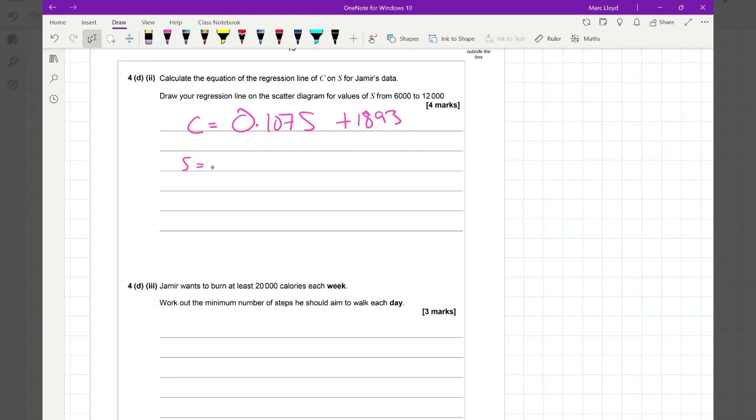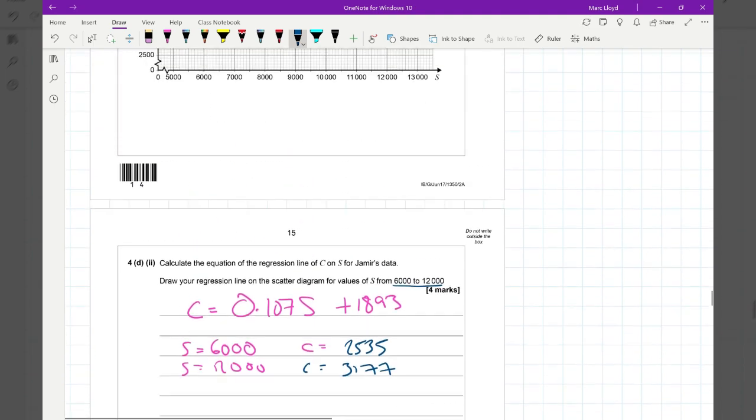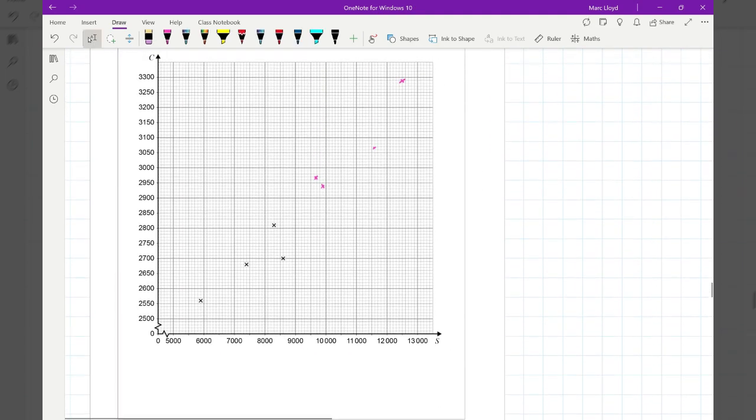So when S equals 6,000, you need to write down what C will equal to. And you need to do the same thing for 12,000, because that's why they've said from 6,000 to 12,000. So the C value at 6,000 is 2535, and the C value for 12,000 is 3177. And then we just go up and we plot those. So at 6,000, 2535, 2535 will go into there. 12,000 is at 3177. Just going to buff that up to there.